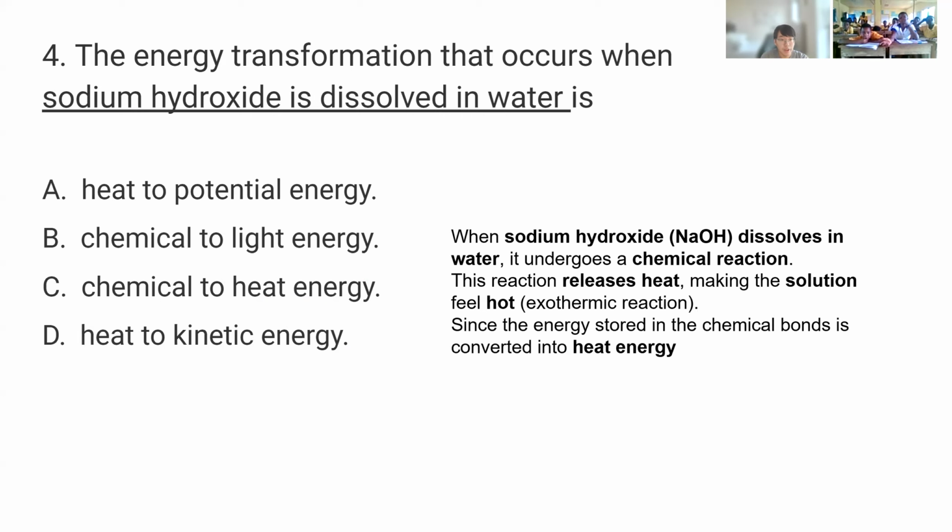So the energy transformation that occurs when sodium hydroxide is dissolved in water: is it A, heat to potential energy? Is it B, chemical to light energy? Is it C, chemical to heat energy? Or D, heat to kinetic energy?